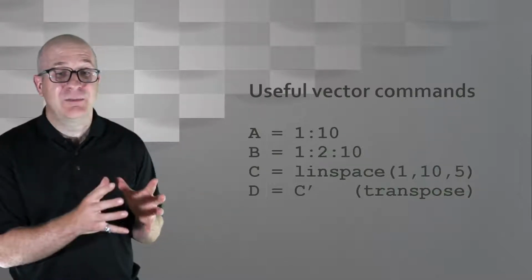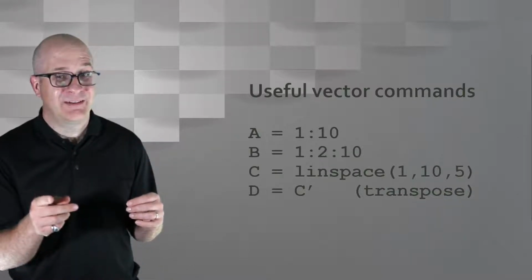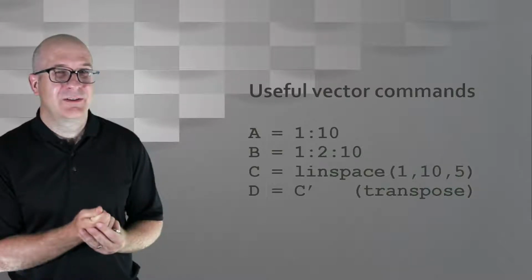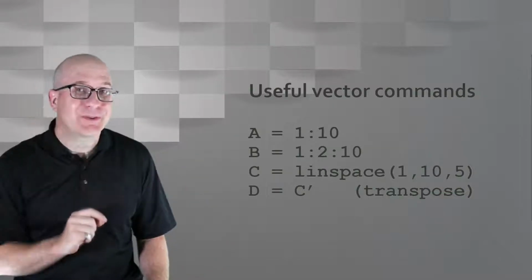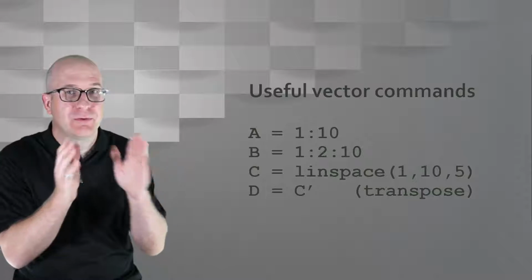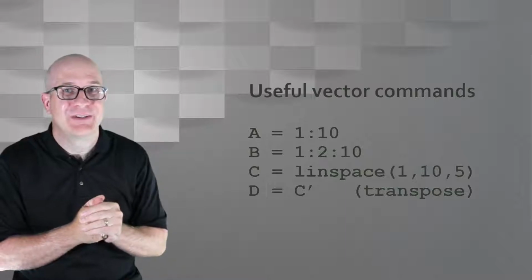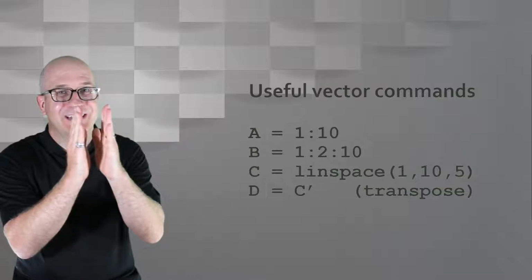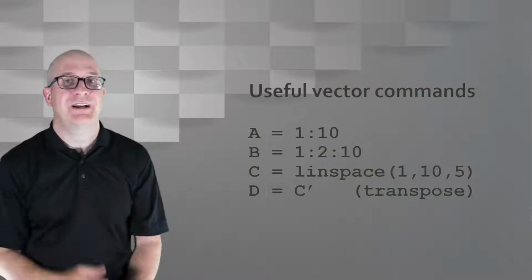In the command linspace, what does the 1 represent? What does the 10 represent? And what does the 5 represent? See if you can explain it to yourself. And then finally, the last command is that apostrophe, or the prime. What does it mean to have a vector transposed? If you had a row vector, what does the transpose of a row vector turn into? And the second thing I want you to think through is, if I have a column vector and I take the prime of that, what does the transpose of a column vector look like?